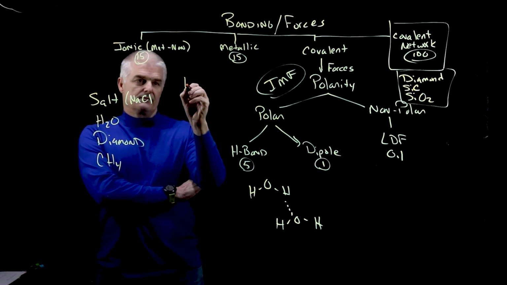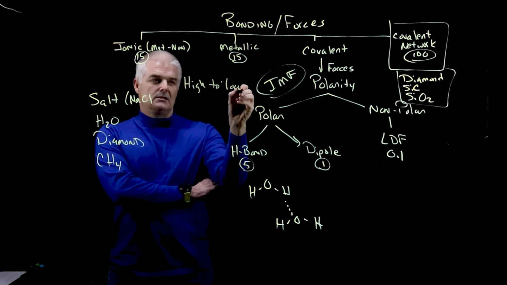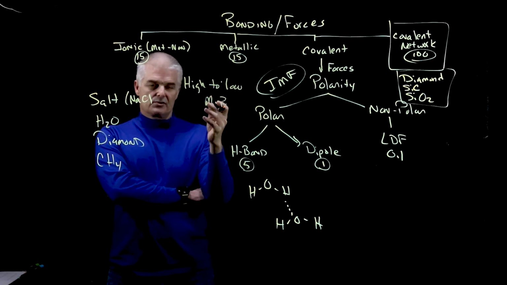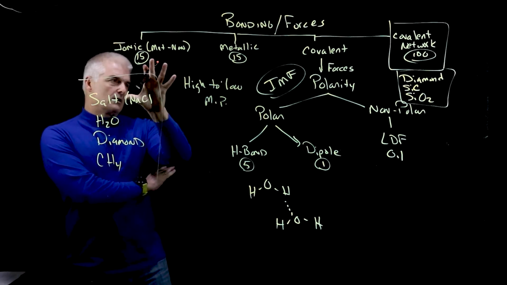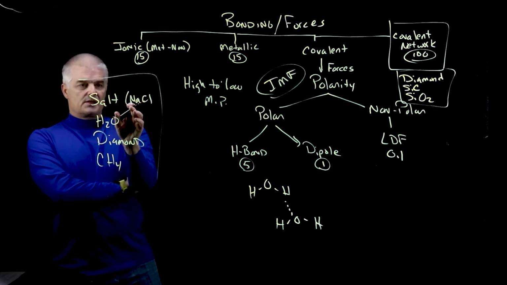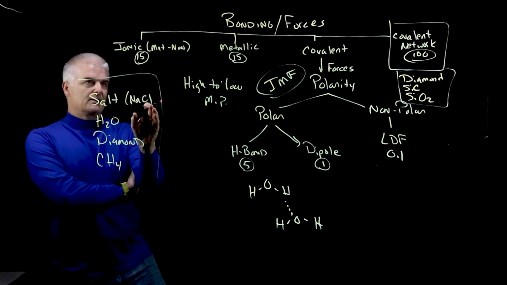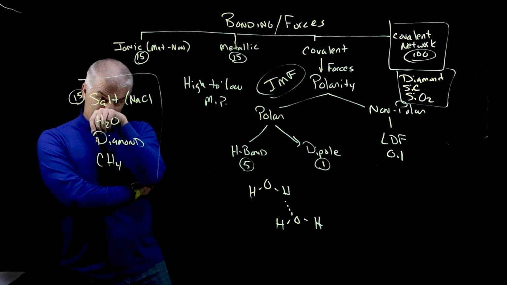And I'd ask you to rank them from highest to lowest melting point. MP standing for melting point. So which one would melt at the highest temperature? What you have to do is figure out where on this table they fit. So salt, you find salt is Na to Cl, metal to non-metal. So it is right here, so you'd put a 15 next to it. So it's pretty high, right?